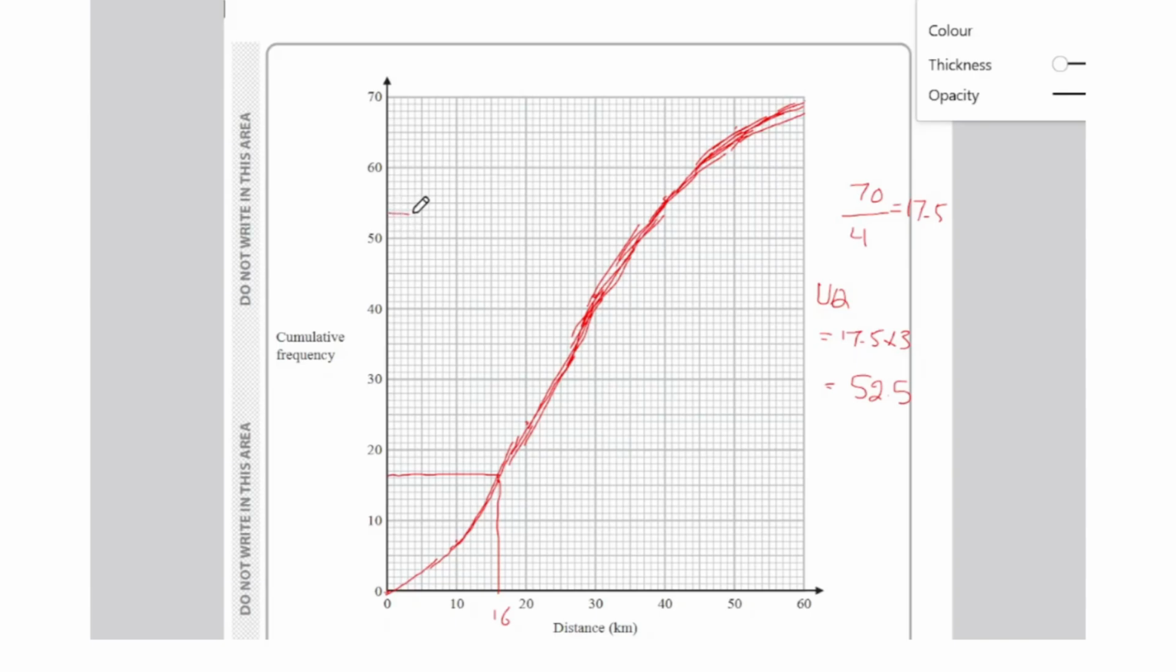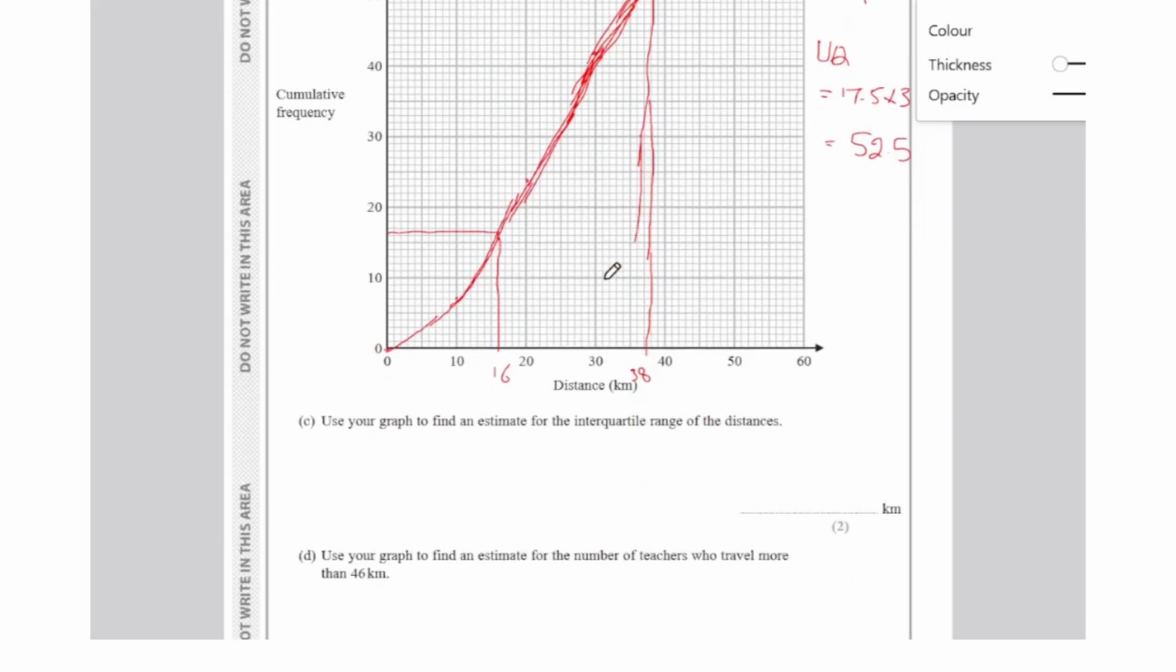You're going to use a ruler, because it's too small for me so I can't use a ruler. So that will give you around here. That's not a straight line guys, but you're going to use a ruler to get exact values. So I'll get over here 38. Okay, what does the question say? Find the estimate for the interquartile range. So 38 minus 16, and what we will get over here is 22 kilometers.